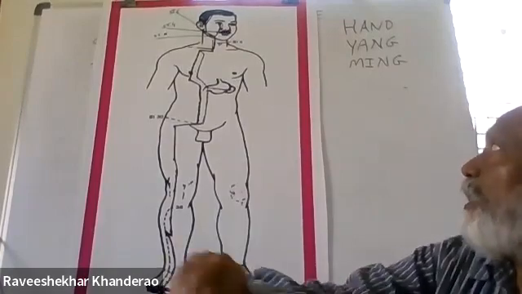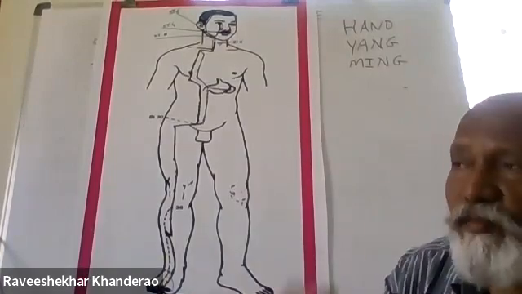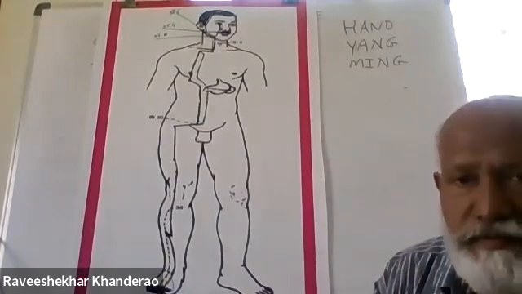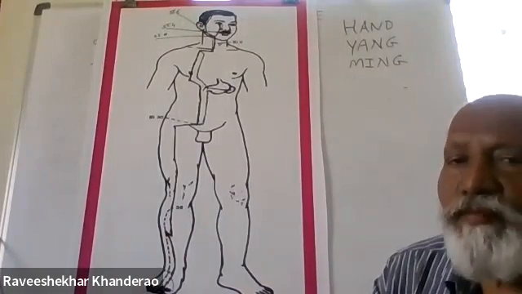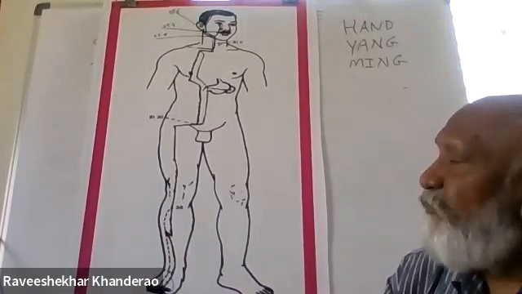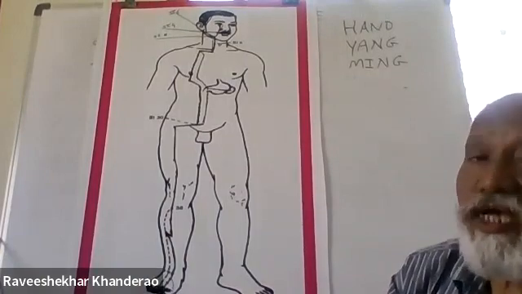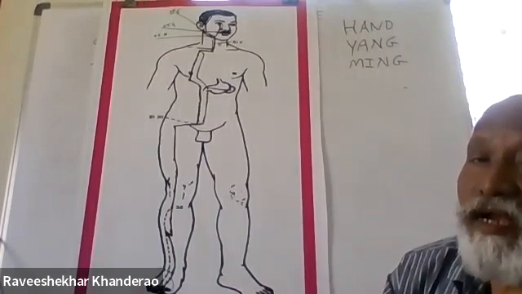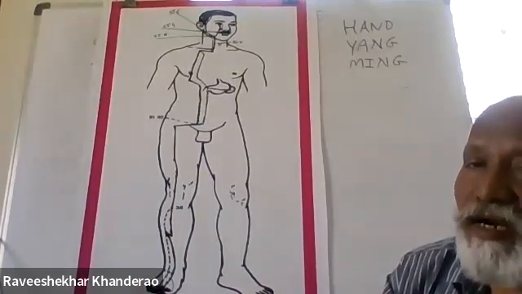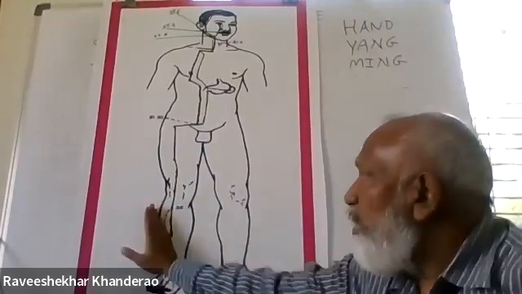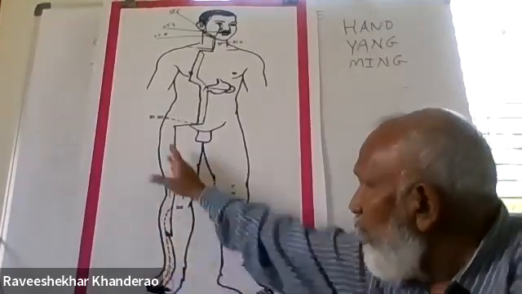Yeah. Foot Yangming, how many points? There are 45 points. Stomach meridian mainly distributes at the head, face, neck, chest, abdomen, and the anterior border of the lateral aspect of the lower limb.